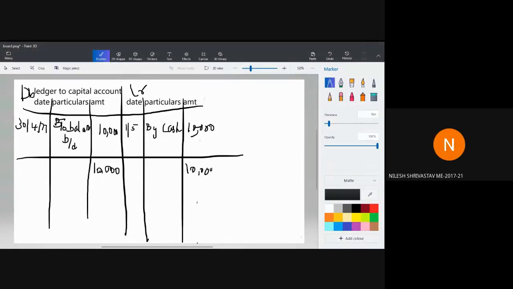Ma'am, is it always BD on the debit side and CD on the credit side, ma'am? Yes, sorry. If you're writing CD, it will always be on the credit side. If you're writing BD, it will always be on the debit side. Correct. Yes, it's correct. Okay.